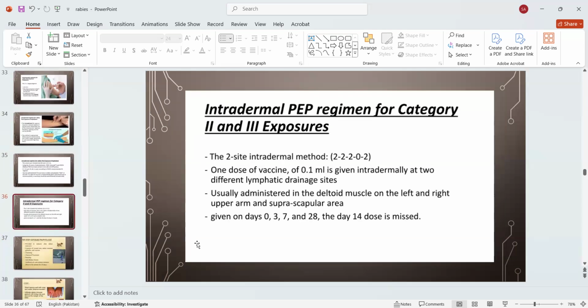The second method is the two-site intradermal method. One dose of vaccine of 0.1 ml is given intradermally at two different lymphatic drainage sites, usually administered in the deltoid muscle on the left and right upper arm and suprascapular area. Given on days 0, 3, 7, and 28, the day 14 dose is missed.